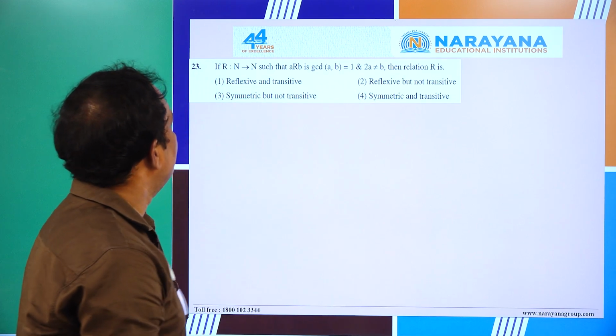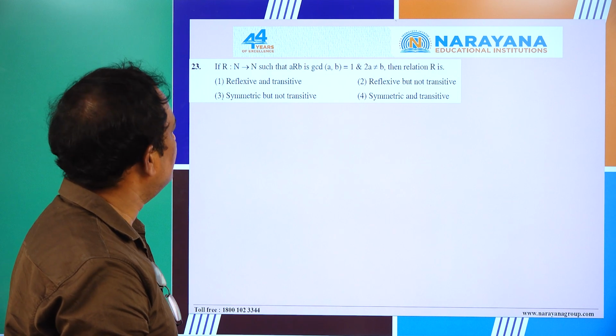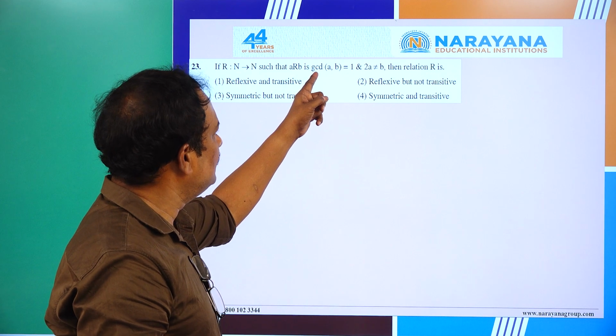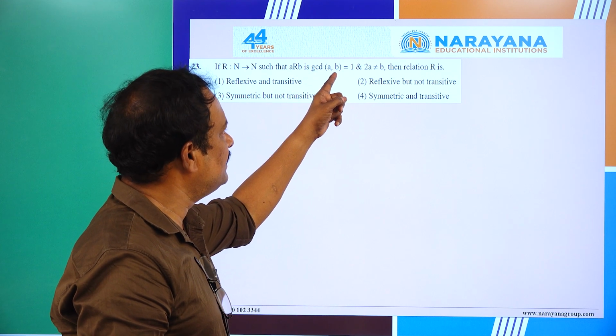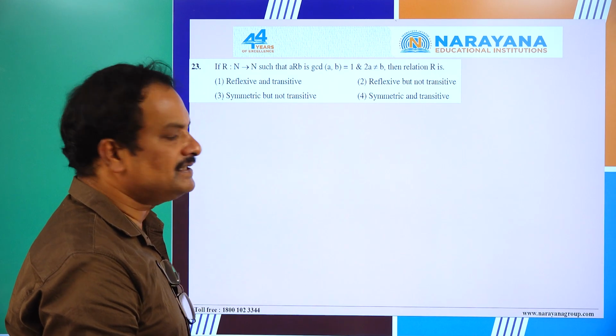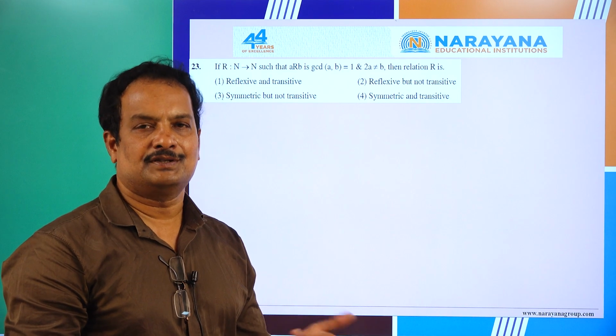In this case, if capital R is a relation on the set of natural numbers such that A is in relation R with B if and only if the greatest common divisor of A and B is 1, of course with 2A not equal to B given, then what is that relation? Is it reflexive, symmetric, transitive? We are supposed to verify.